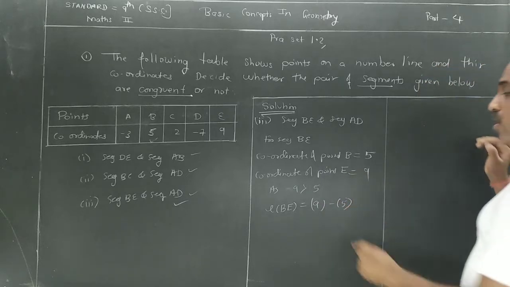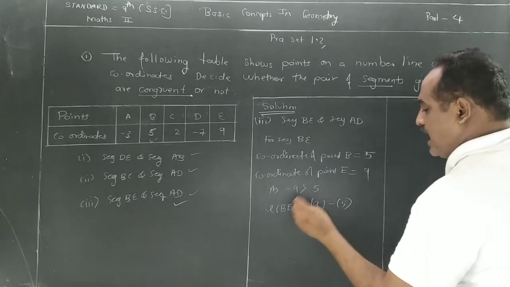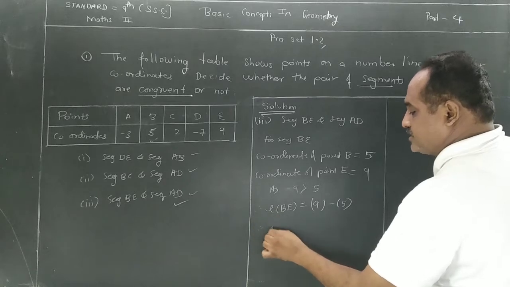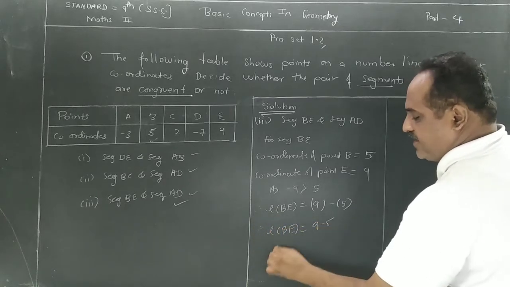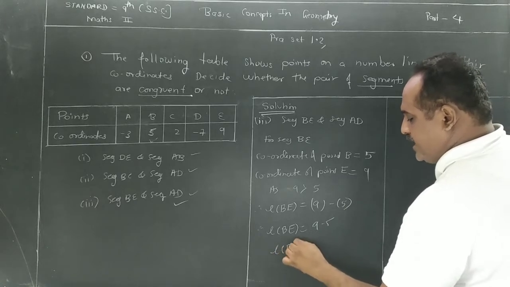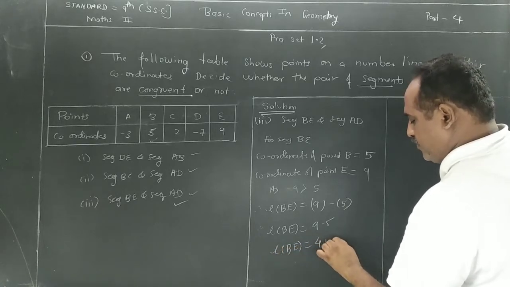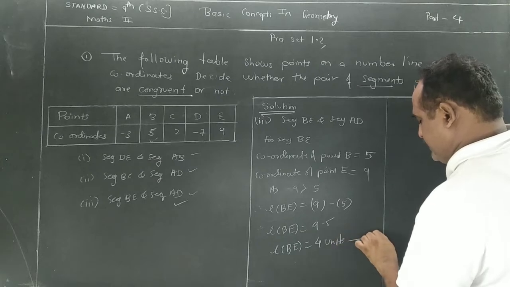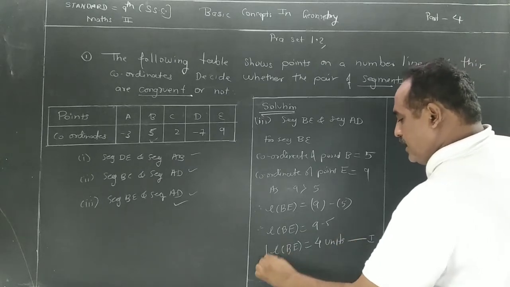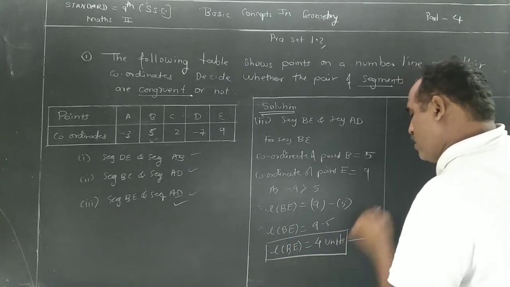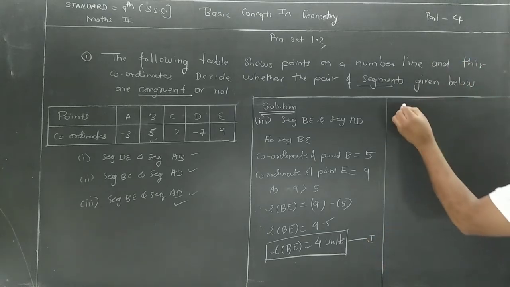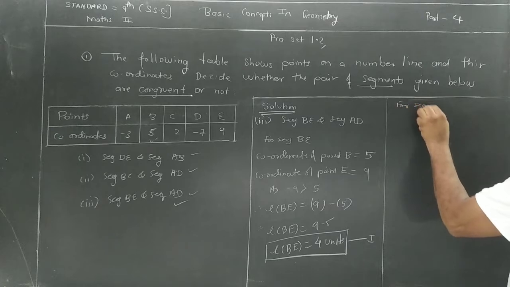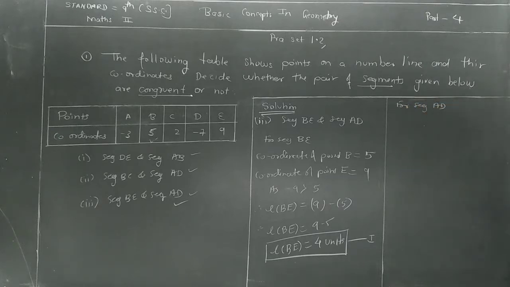Please put it in the bracket only, whether it is positive or negative values. 9 minus 5. I got BE is equal to 4 units. That is equation 1. You got it now? So now we'll go for segment AD.